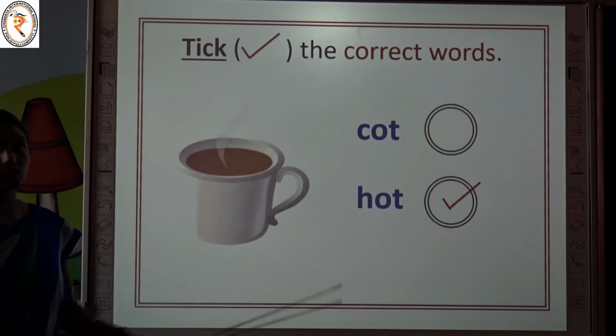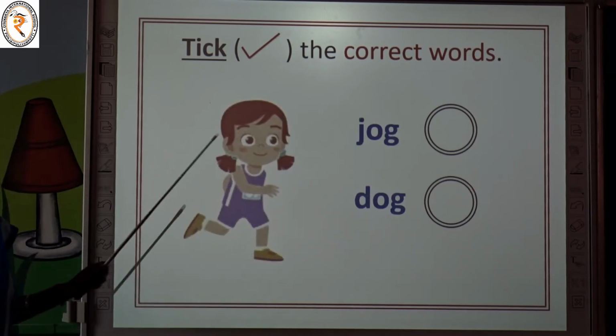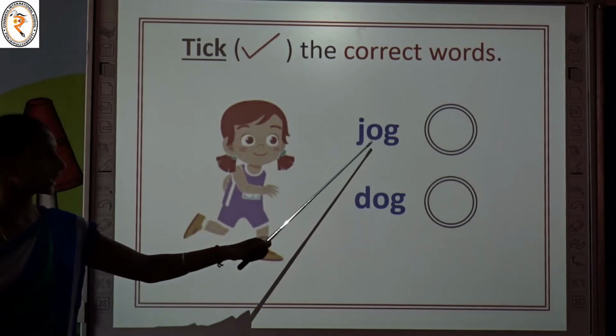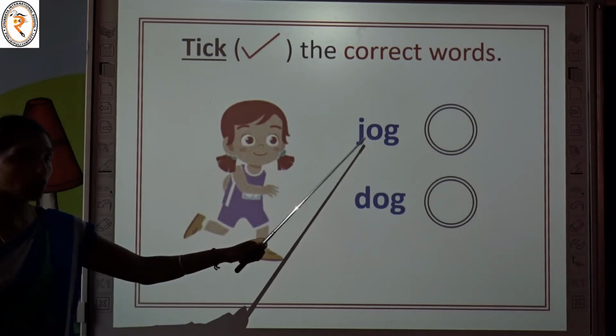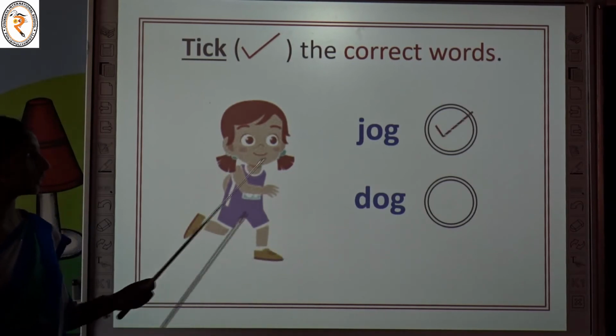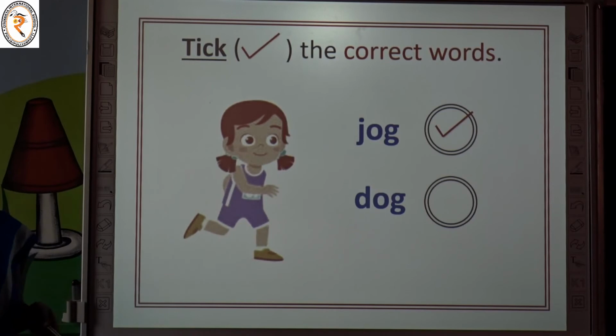That's why the correct word is hot. The next one. Can you see this girl? Yes. Which one is correct? The first word is jog. Dog. Which is correct? Yes, jog. The girl is jogging. Very good.